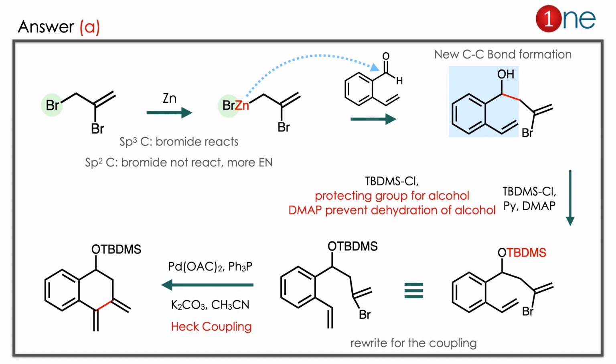Organo-zinc will be formed there. So the anion will be established on the carbon that bore the bromine. It attacks the carbonyl there. So a new C-C bond is established between the system, and again one bromine is there.